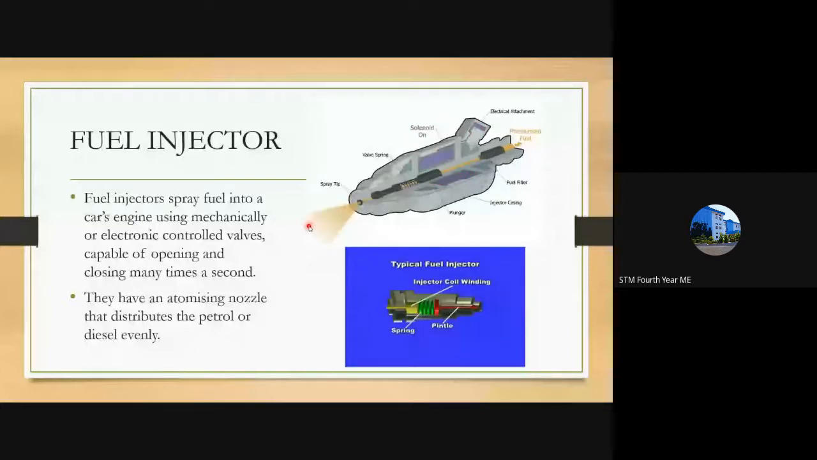And this spring then returns this metallic part, called the plunger, back into its original position, thereby blocking the incoming pressurized fuel. This is how the electromagnetic fuel injector works, apart from the conventional fuel injector. So the fuel injector always atomizes and distributes petrol or diesel evenly. That is the function of the fuel injector.